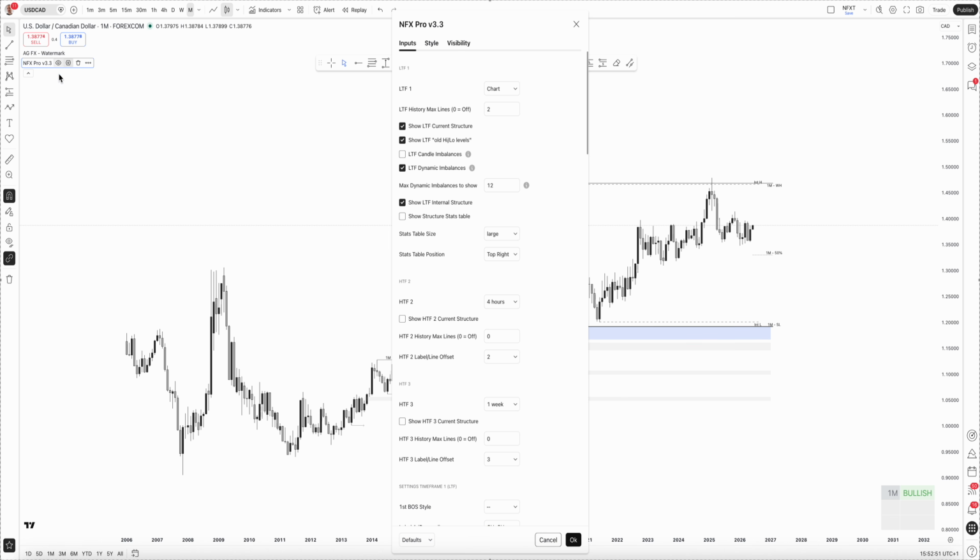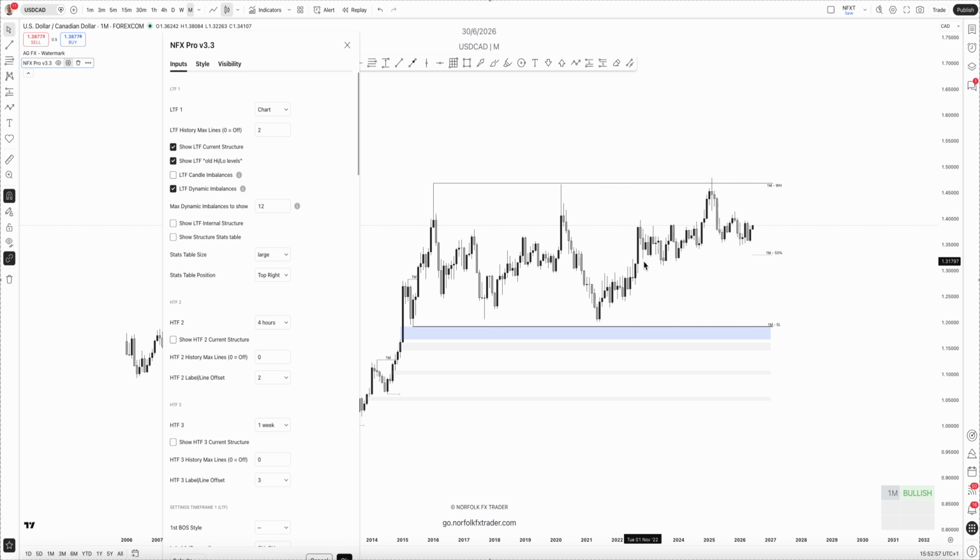Let me just show you that turned on and off. So if it's turned off, it's completely clean price action. And if you turn it back on, that's where you can start to see the internal structure on the chart. That's going to help you to identify shifts within the swing structure, understanding your internal structure within the larger swing.